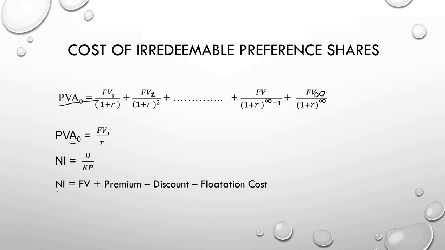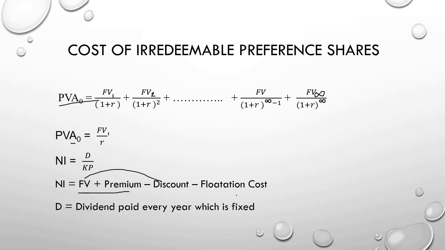So whenever we are going to calculate NI, NI will be face value plus premium. Either the company is going to issue at face value, or the company is going to issue at premium. If it is issuing at premium, then face value plus premium. Or if the company is issuing at a discount, face value minus discount. And in both cases, you have to subtract the floatation cost from that. And D means dividend, that is to be paid every year, and that is fixed.